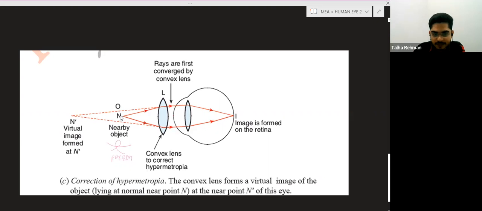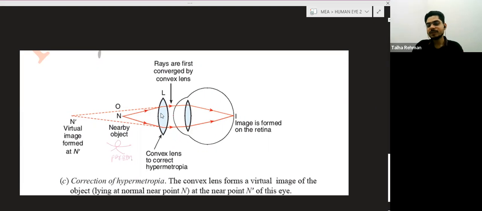But here, the object is at the near point that this eye wants to see. Now you have placed a convex lens. Convex lens is also known as a converging lens. I have told you an object is a source of light, directly or indirectly. So from this object there will be light rays, and since this is a nearby object, nearby objects give diverging light rays.